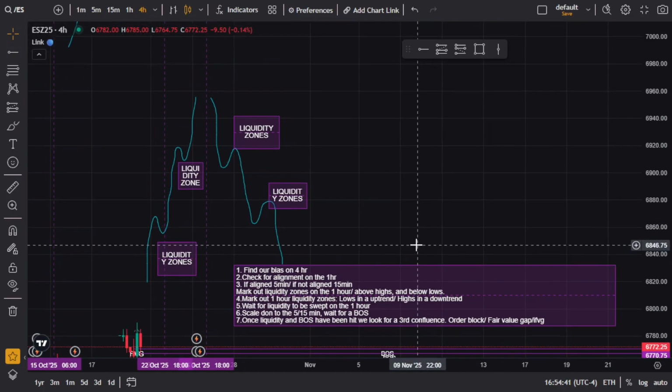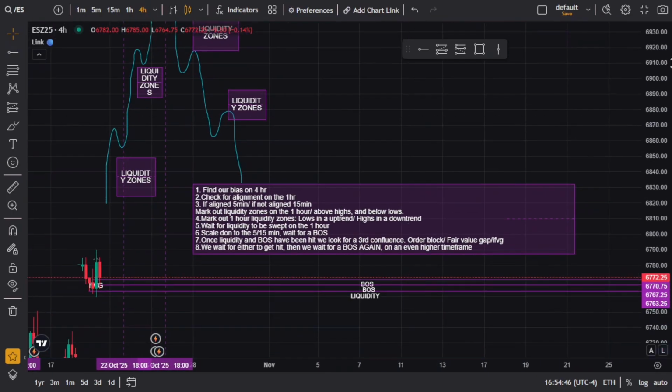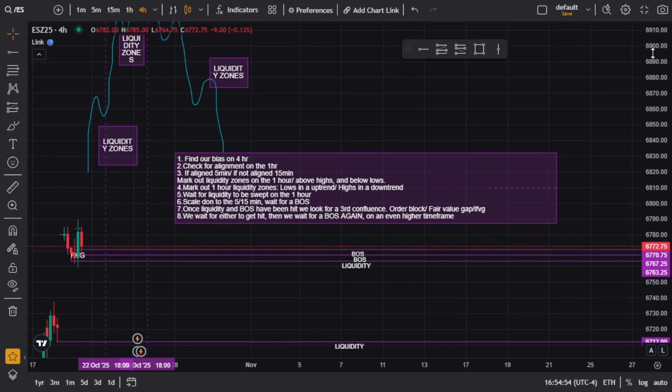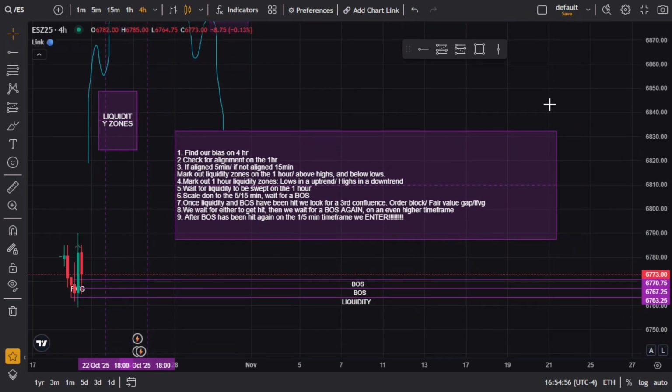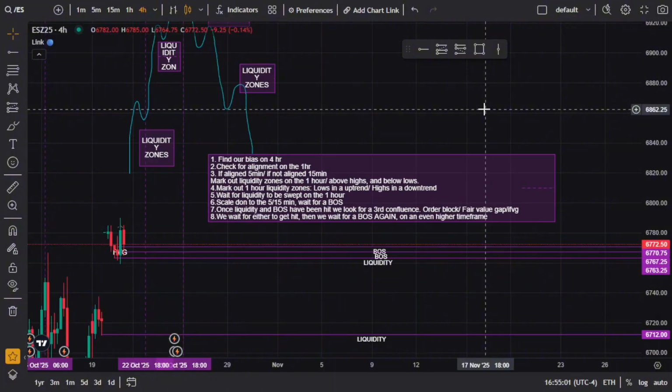So we're going to break down the trade I took today. We're going to break down where to set your take profit and your stop loss. We're going to break down the strategy I use, all these steps. I wrote them down right here, so it'll be easier for you to write down if you're taking notes. Let's get into our strategy.